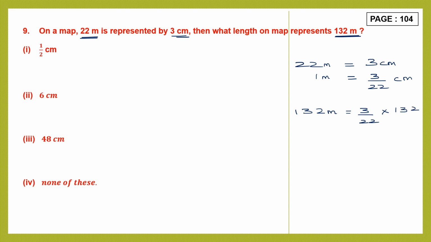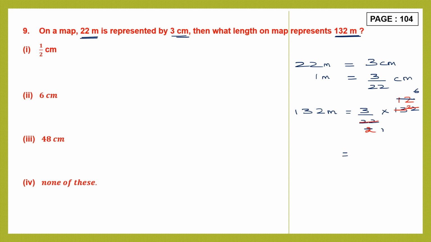Now here we can cancel. I can cancel 22 by 11. 11 twos are 22. Here also 11 twelves are 132. So I used 11 to cancel 22 and 132. There is 2 left and 12. Now I can cancel 2 and 12. 2 ones are 2 and 2 sixes are 12.